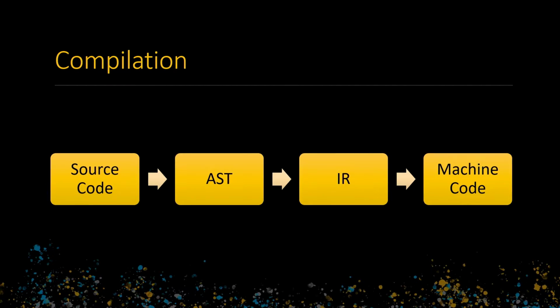Well, first, remember how compilers work. We start with some source code. We run it through some kind of parser to produce an abstract syntax tree that's then converted into some kind of intermediate representation. And then we do our passes on this intermediate representation to produce an optimized form of the code, and then it's emitted to machine code, whatever the target is.